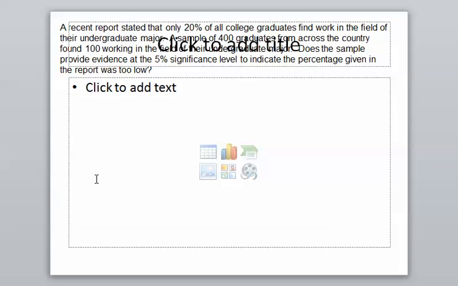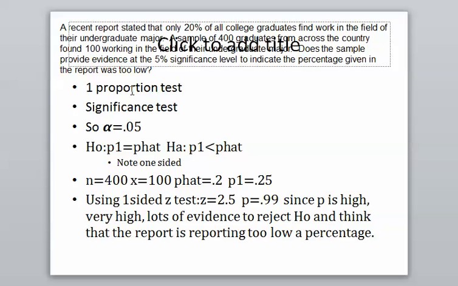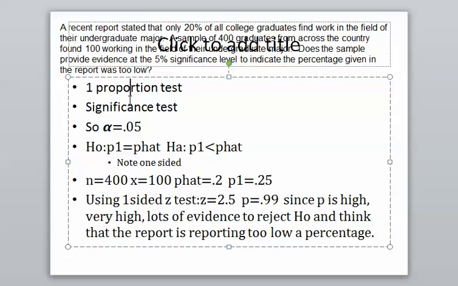So, looking at this. In a recent report, it was stated that only 20% of all college graduates find work in the field of their undergraduate major. A sample of 400 graduates from across the country found 100 working in the field of their undergraduate major. Does this sample provide evidence at a 5% significance level to indicate the percentage given in the report was too low? Well, we're only dealing with one sample here, right? And so this is a one proportion test, not a two proportion test. It's a significance test, so we want to use alpha at 0.05.